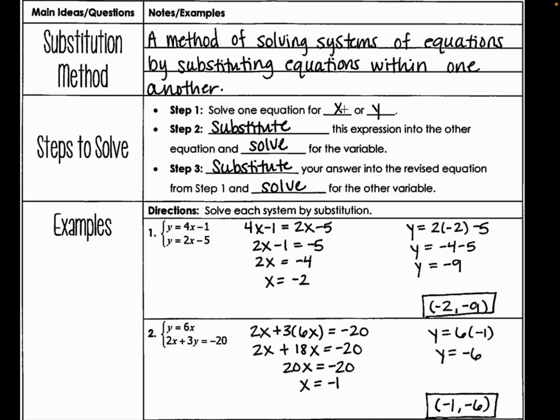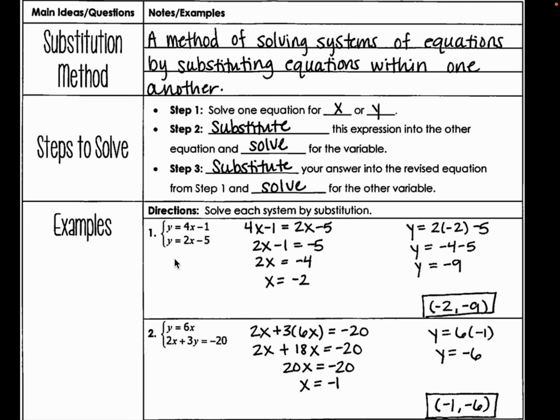Our first step is to solve one of the equations for x or y. Sometimes it's given to you. As you can see in this example, it's already y equals. But if not, you can solve it and make it x or y equals. Step 2 is to substitute this expression into the other equation and solve for the variable. And you'll see what that means when we get to the example. Step 3, substitute your answer into the revised equation from step 1 and solve for the other variable. It sounds like a lot of steps, but honestly, substitution can be very easy.